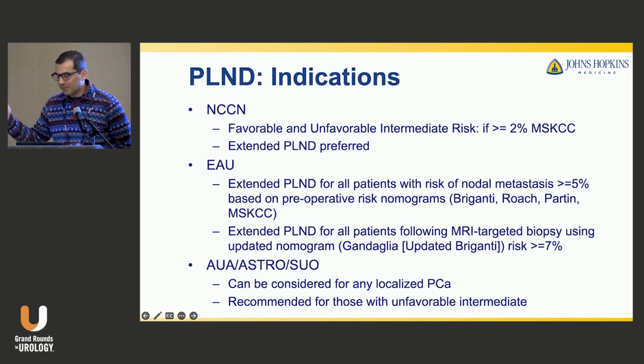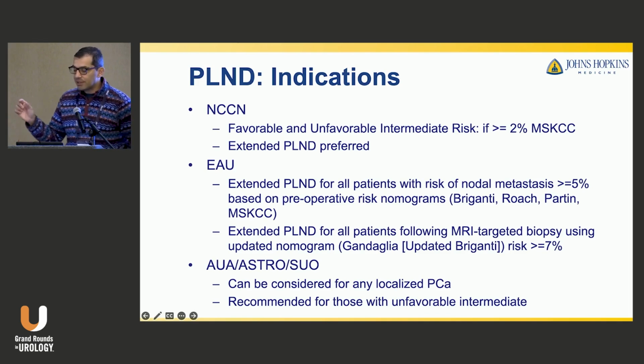something we used often. The AUA, ASTRO, and the SUO are basically much more vague: it can be considered for any localized prostate cancer, so they leave it up to the person, and it is recommended for those with unfavorable intermediate risk. So they're prescriptive about the risk and really don't make any comments regarding nomograms.